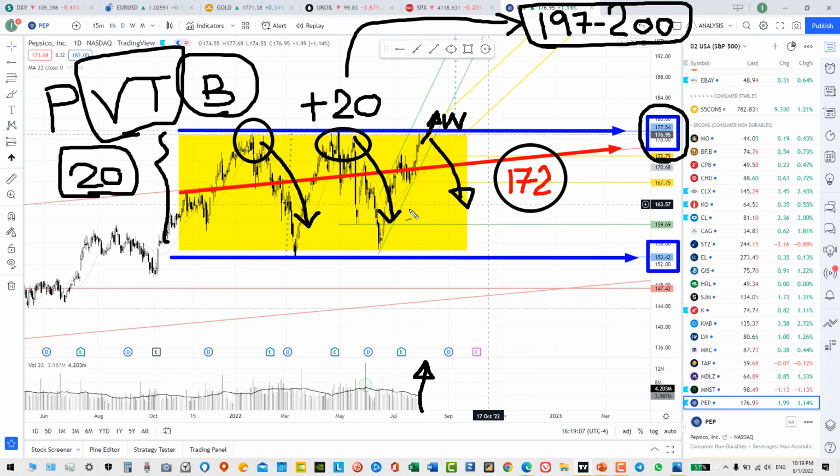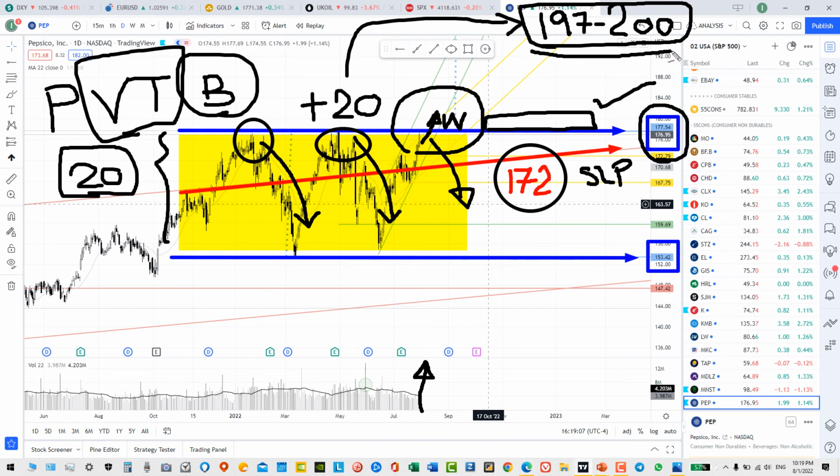That's it for now. Write down the numbers, because they are very important. The area of entrance of the virtual trade may range from 177 up to 180. This is the area of expected entrance if it confirms the break as we have just explained. The stop loss level is around 172, and the targets range between 197 up to 200.